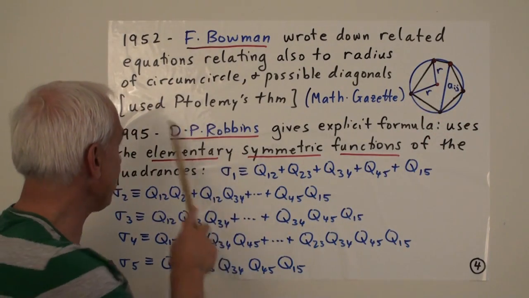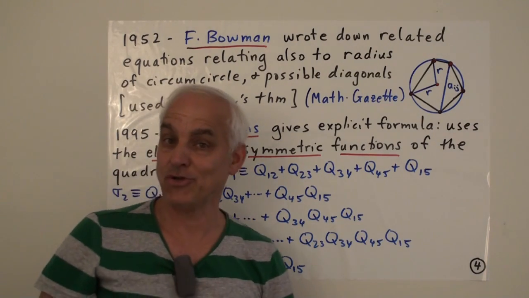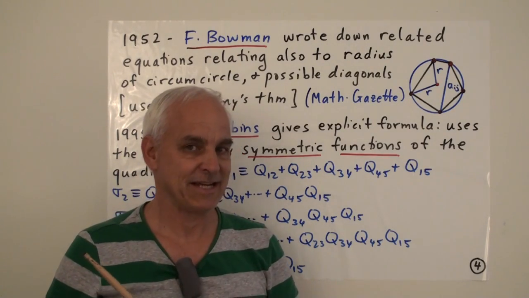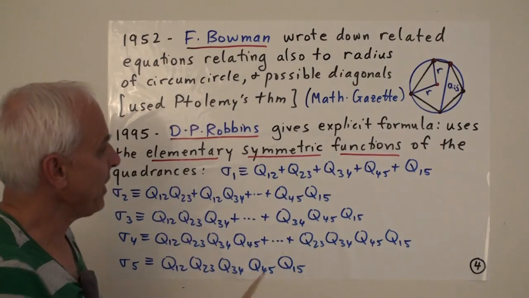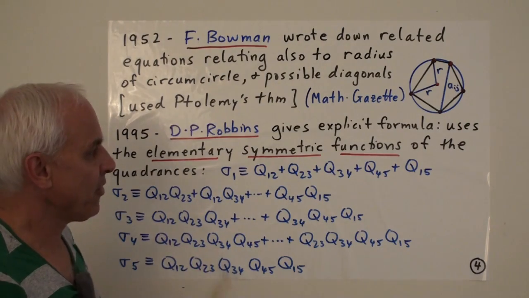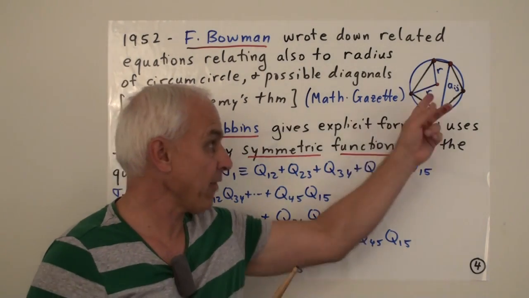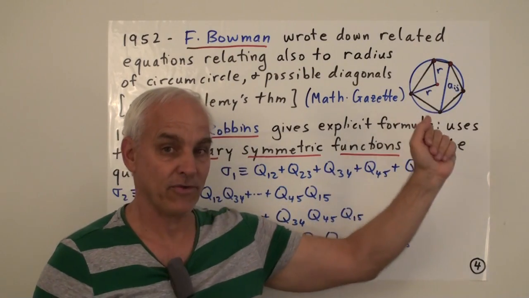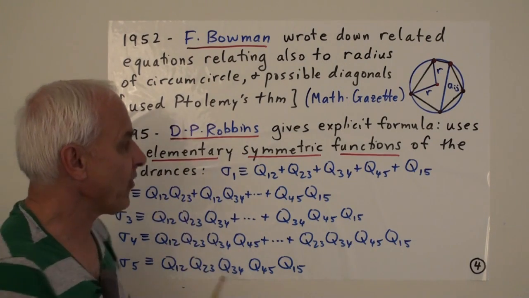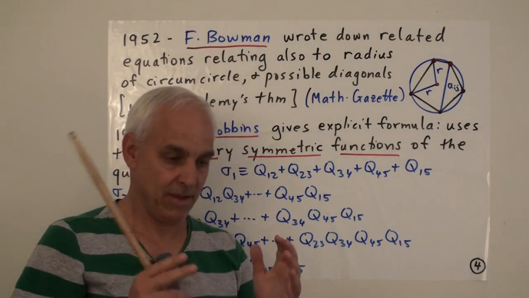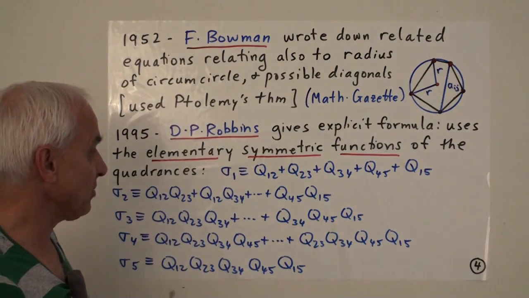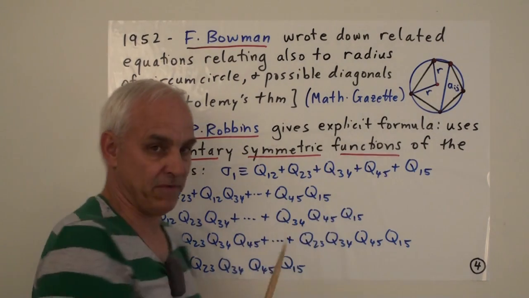And something that figured prominently in his work was a famous theorem that goes back to the ancient Greeks, so-called Ptolemy's theorem, that involves all six quadrances of a cyclic quadrilateral. That appeared in the Mathematical Gazette. But he didn't actually write down the relation satisfied by the area in terms of the quadrances of the sides. So in 1995, David Robbins came up with explicit formulas for the polynomial relations that are involved here in terms of the area. So he gives an explicit formula for this relation.